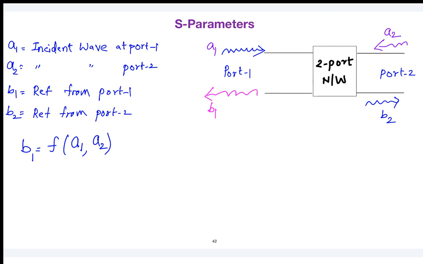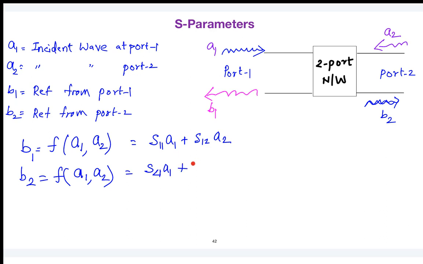Agree? Similarly, can you tell me what will be the value of B2? B2 is also a contribution of transmission from A1, or it can be the reflection from A2. If you simplify using the superposition theorem, B1 is some constant times A1 plus some constant times A2. I can call them S11 and S12. Similarly, B2 can be written as S21 into A1 plus S22 into A2.